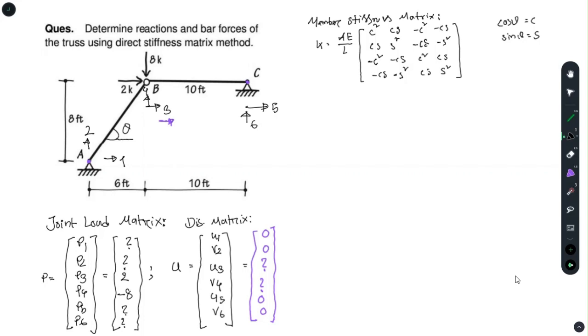Let's say you want to find out the stiffness matrix for KAB. So it will be 6 squared plus 8 squared and the root over the quantity. So the length of AB would be 10 feet, and the length of BC is 10 feet. That's given directly. So we'll form the stiffness matrices for KAB and KBC. Let's form them.